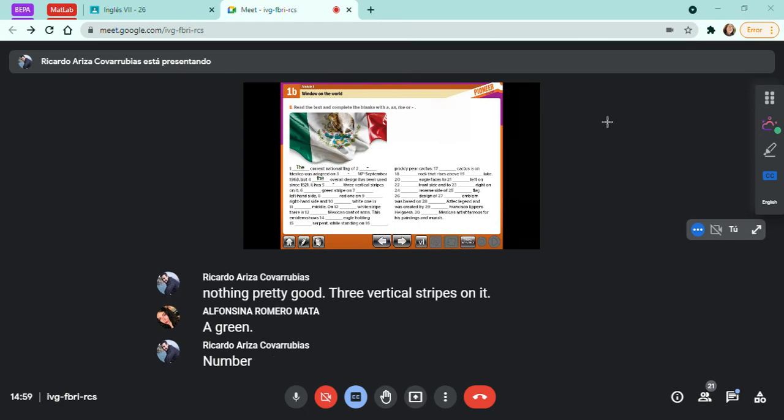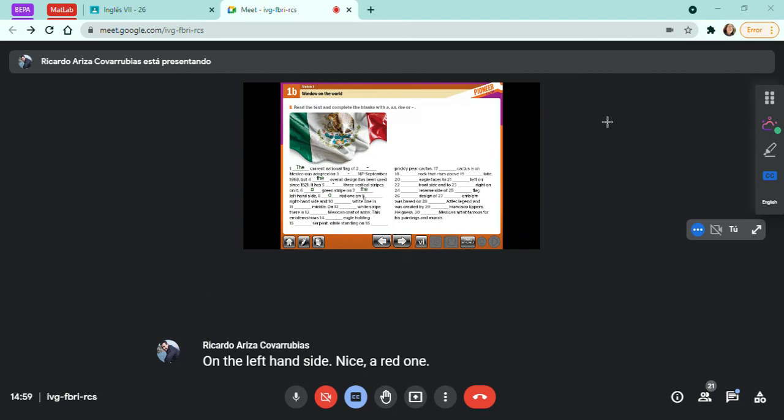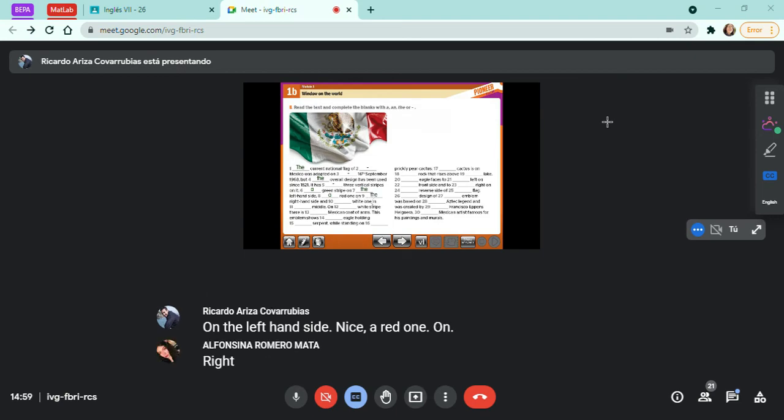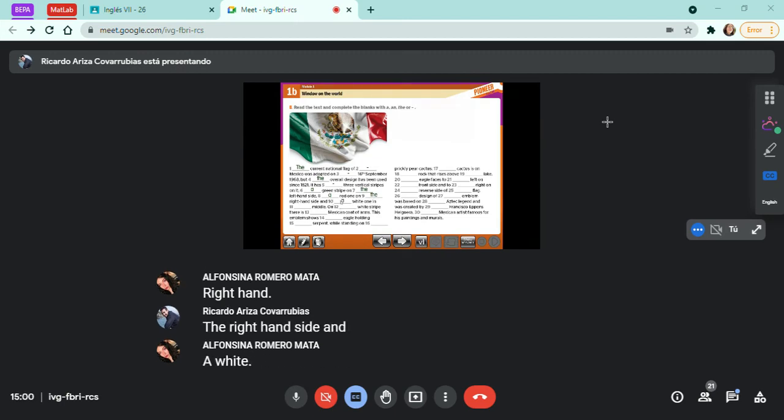Number six. A green stripe on, and this is a position, the left hand side. Nice. A red one on the right hand side, and a white one in the middle, right?